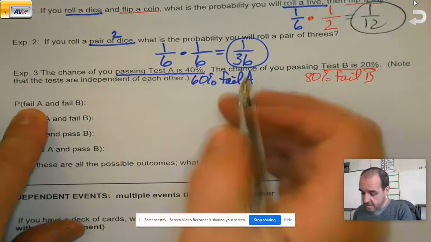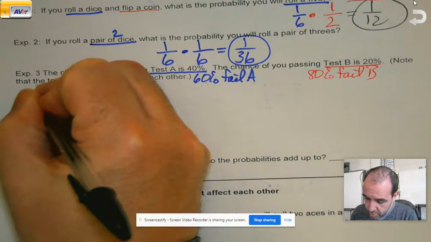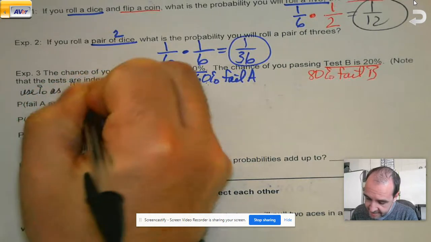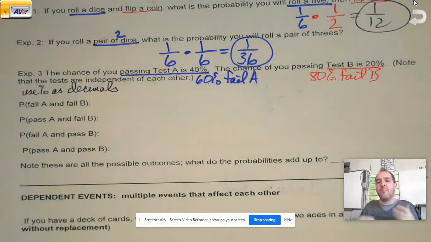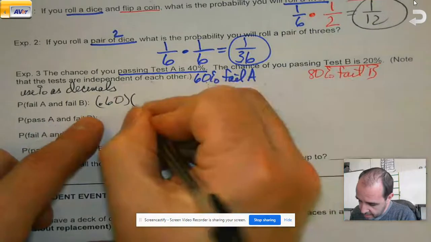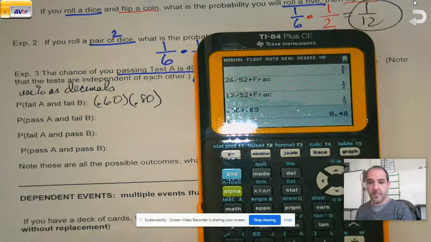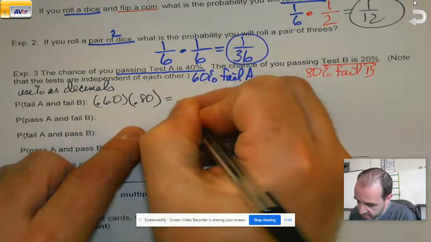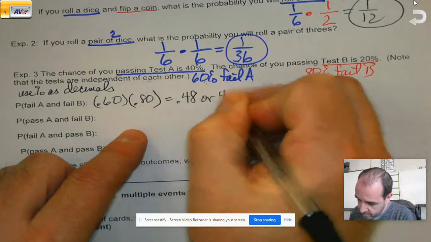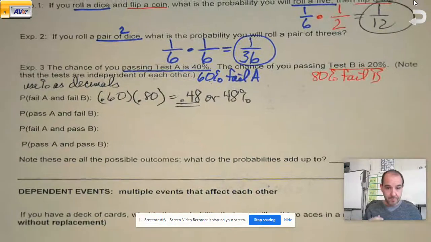Probability of failing A, okay, when we do these, we use percentages as decimals. Okay, because remember, probability has to end up between 0 and 1. So let me explain that as we put this in. So fail A would be 0.60. Fail B would be 0.80. I multiply those together. Okay, 0.48, or 48%. Because remember, the value we get is supposed to end up between 0 and 1.